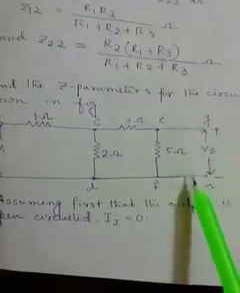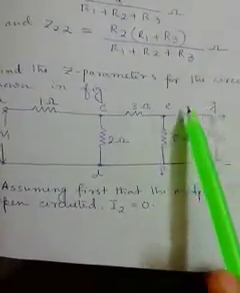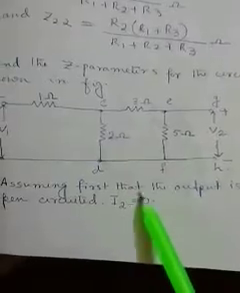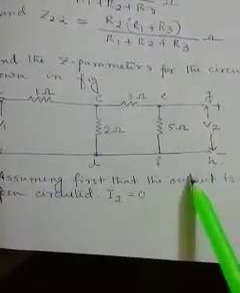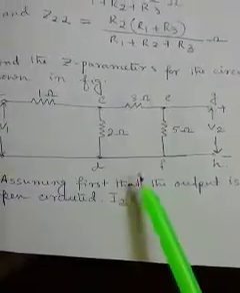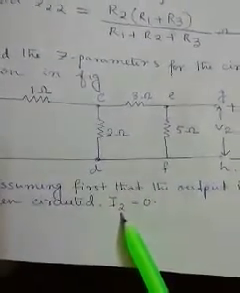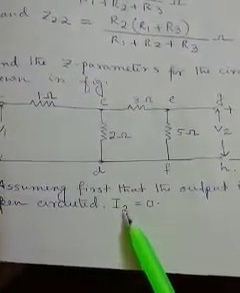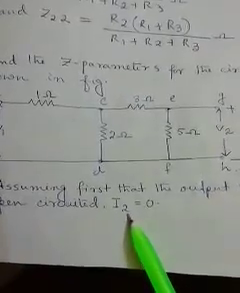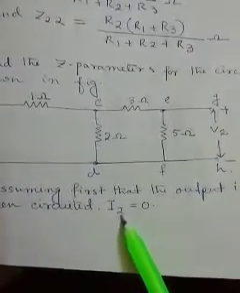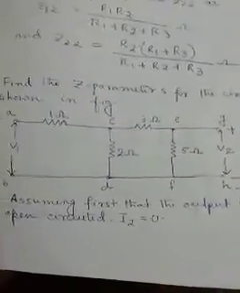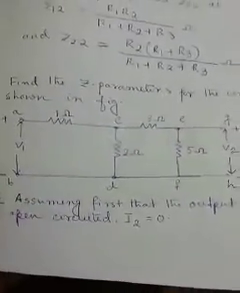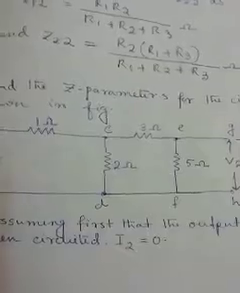So if we open this terminal, obviously the corresponding current through this port should be set to 0. So again we are opening that output port to make I2 0. Once we make I2 0, then we can easily find the value for Z11 and Z21. These two values can be found out at the condition I2 equals to 0. So how to find out the value of Z11 and Z21?